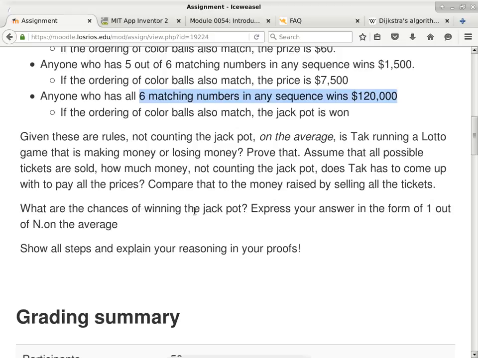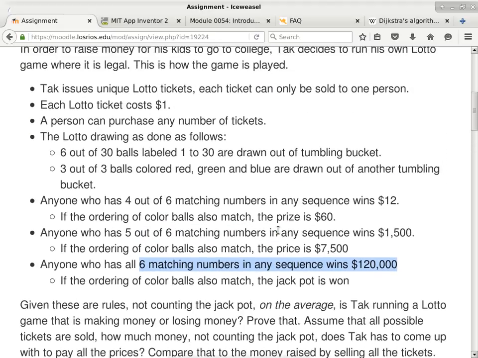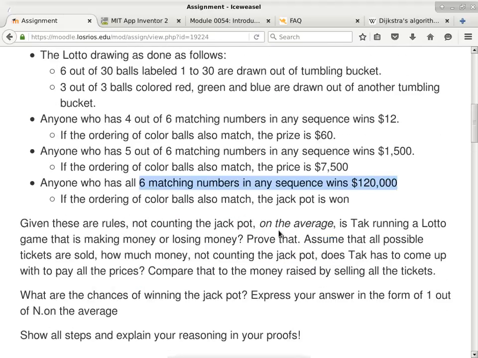What are the chances of winning the jackpot? Express your answer in the form of 1 out of n on the average, and show all your steps. In other words, I'm not telling you guys how the jackpot is done. I'm just doing the calculation based on the other prizes.